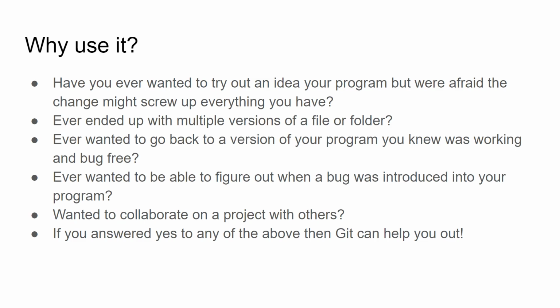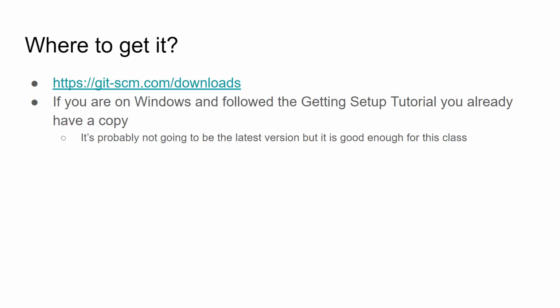If you ever wanted to easily go back to an older version of your program that you knew was working and was bug-free, to figure out where your bugs might be showing up. If you ever wanted to be able to collaborate with other people more easily, Git's also nice. If you ever answered yes to any of these questions, which I imagine most of you have, I know I have answered yes to probably every single one of them, then Git can definitely help you out and make your life easier. So you can download Git here, but if you've already followed the setup tutorial, then you will already have Git installed on your machine.